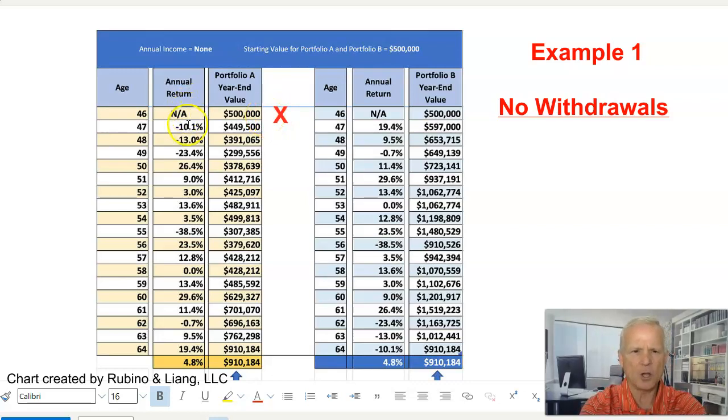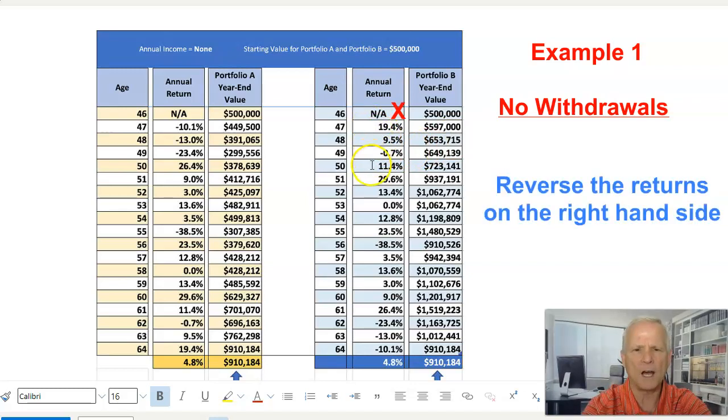And we see in the middle column is our returns. We're going to start with the negative returns in the early years of either saving for retirement or in retirement, and then end up with positive years at the end. We started with 46 as the age, but this could actually start at any age. On the right-hand side, we're still going to start with $500,000 portfolio value. In the middle is our returns. In this case, on the right-hand side, we're going to have more positive returns in the beginning and end up with more negative returns in the end.